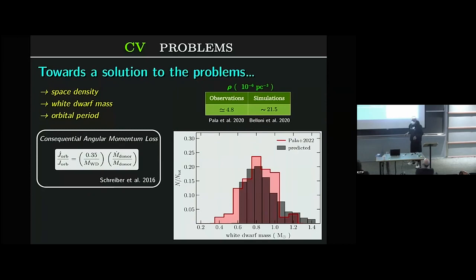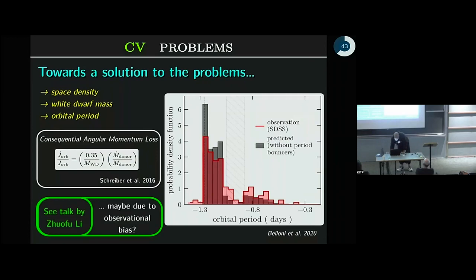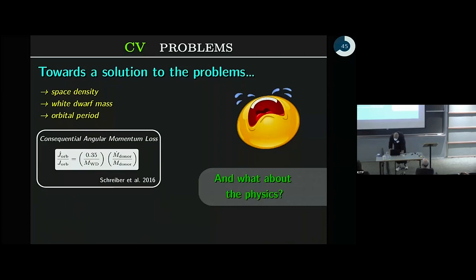And also with respect to the orbital period distribution, we have an improvement as well. But again, we are predicting much more systems below the gap than is observed. And this can be, of course, because of observational bias. And I think there will be a talk by Lee about how to find the systems, because it's likely that this could be improved if we have more systems in the observed sample, but I don't think this will solve the problem. So this model helps, but we need to improve it. The problem is that we don't know what should be the physical mechanism leading to such a dependence or something similar to this.